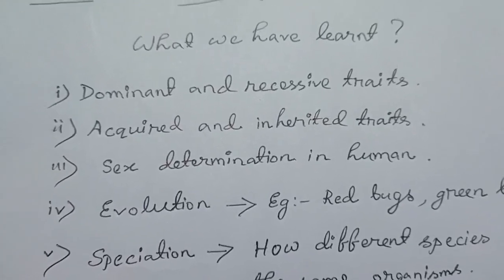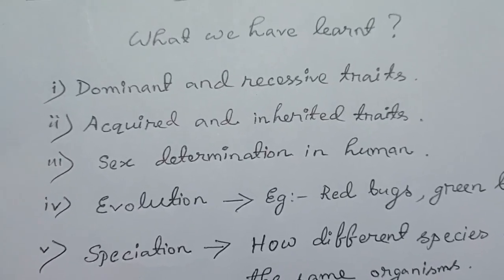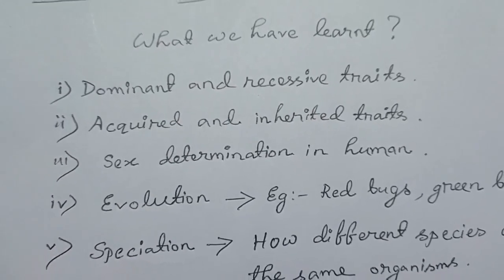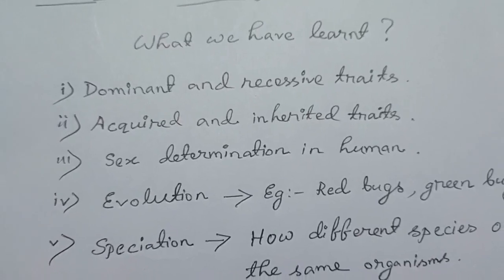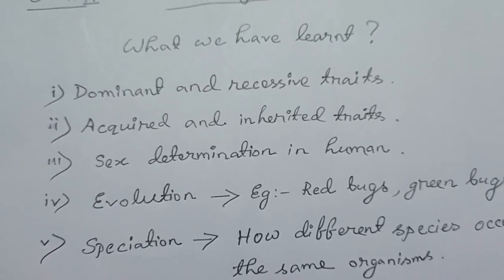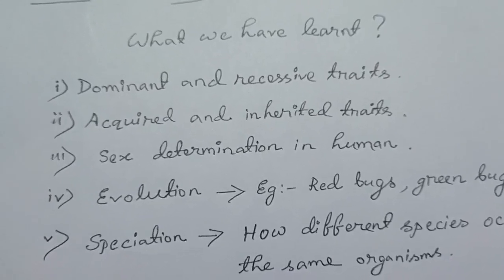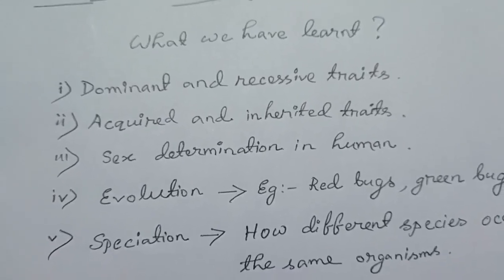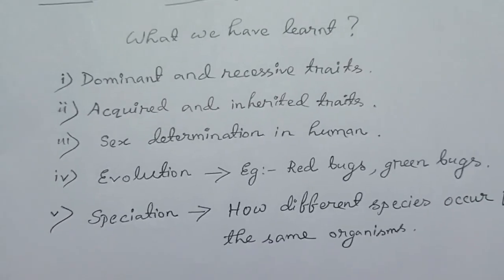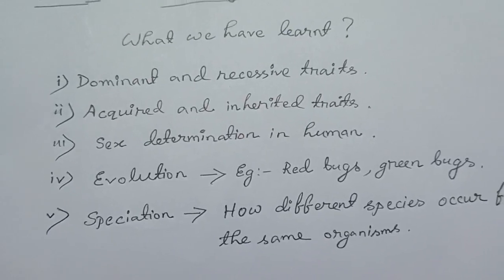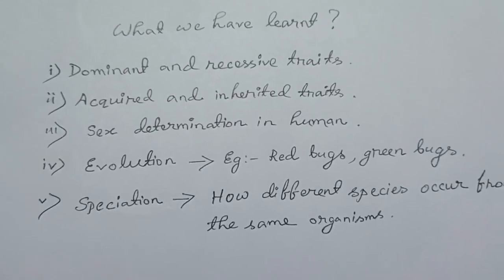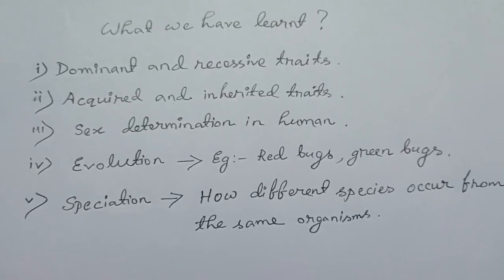Then sex determination in humans. Humans have 23 pairs of chromosomes, and among them one pair is the sex chromosome. Females have XX chromosomes and males have XY chromosomes. Then evolution, we learned evolution. We gave one example of red bugs and green bugs. Then speciation, how different species occur from the same organisms.